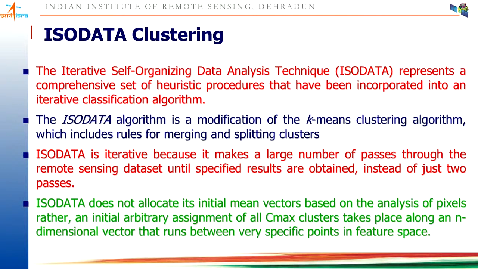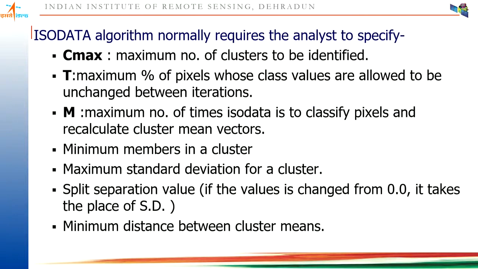So the ISODATA algorithm is a modification of the k-means clustering algorithm, which includes rules for merging and splitting of the clusters also. ISODATA is an iterative algorithm because it makes a large number of passes through the remote sensing data set until specified results are obtained. ISODATA does not allocate its mean values based on analysis of pixels. Rather, an arbitrary assignment of Cmax clusters takes place. So these are the parameters that the analyst is required to provide. Cmax, that is, the maximum number of clusters.